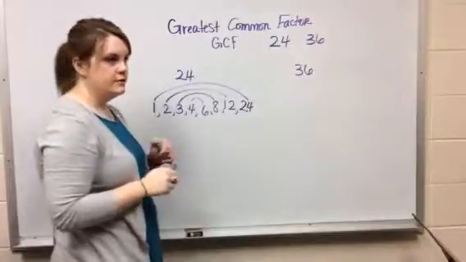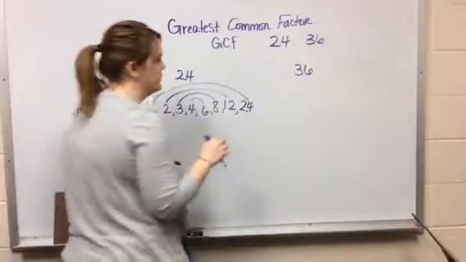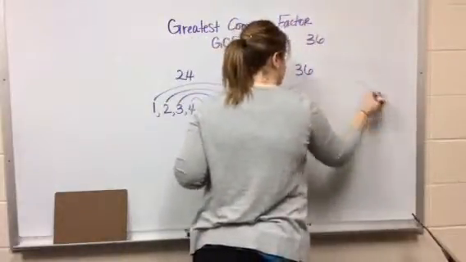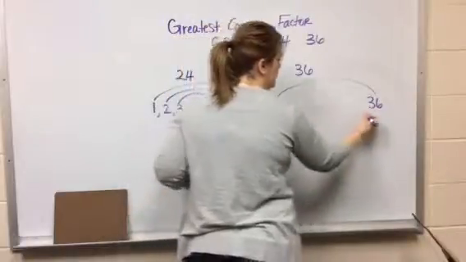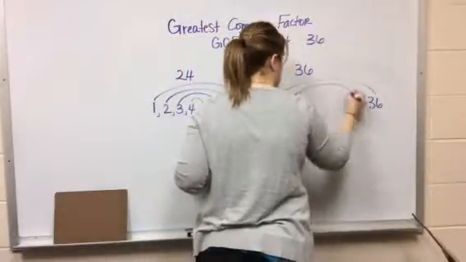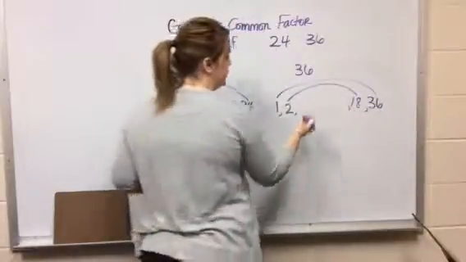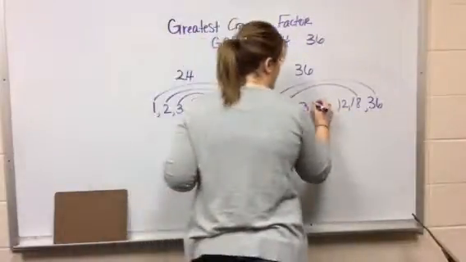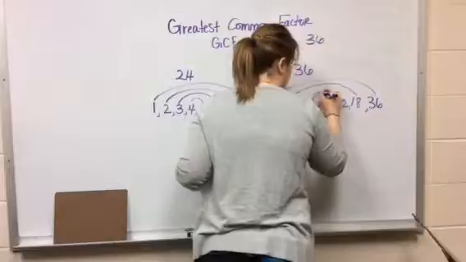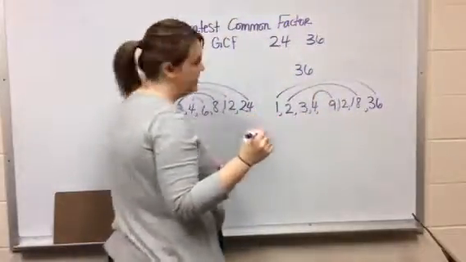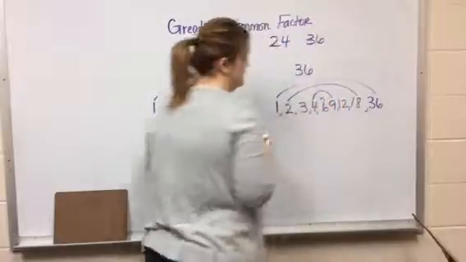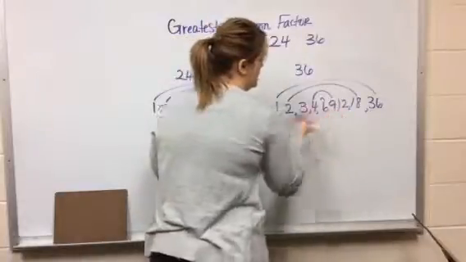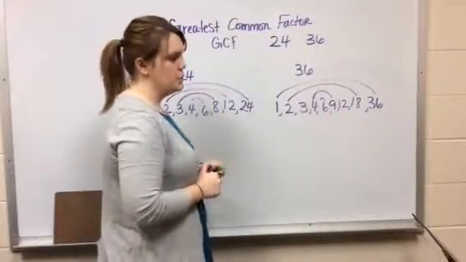Now let's do my factors for 36. Same thing, I'm just going to do my factor rainbow. So for 36, I have 1 and 36. I have 2 and 18. I have 3 and 12. I have 4 and 9. 5 isn't a factor, and then I have 6 and 6. So my factors for 36 are 1, 2, 3, 4, 6, 9, 12, 18, and 36.